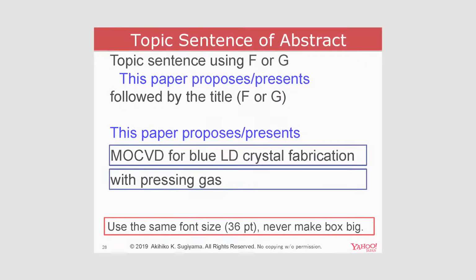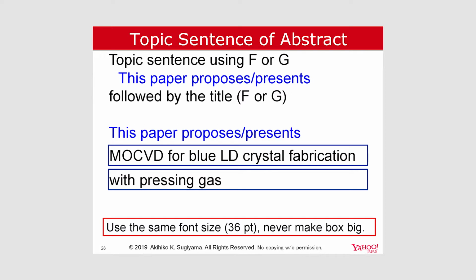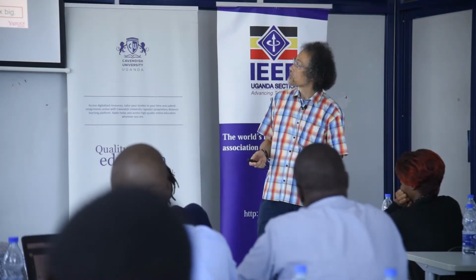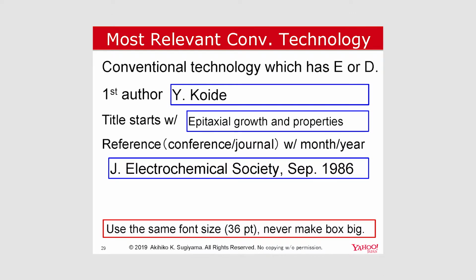And then the first sentence of the abstract, just automatically put these words before your paper title. This paper proposes, or this paper presents, MOCVD for blue laser diode crystal fabrication with pressing gas. Okay? So it's very clear, and it has a specific word here for the trick. That is an example of a good title. Okay? So this is the most relevant research that was made by Professor Koide.